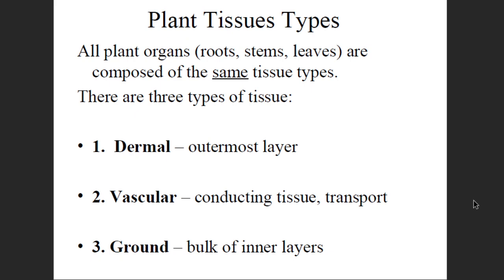Now, plant tissues can be categorized into three different classes. All plant organs, that is root, stem, and leaves, are composed of tissues, that is, groups of cells with the same function. These tissues can be further classified as dermal tissues. As the name suggests, they are the outermost layer of cells. Next is the ground tissue, that is the bulk of the inner layers, and at the very center of the stem, there is the presence of vascular tissues.